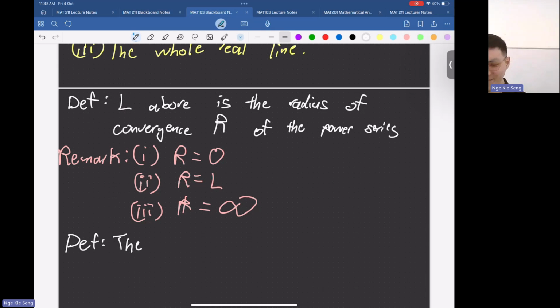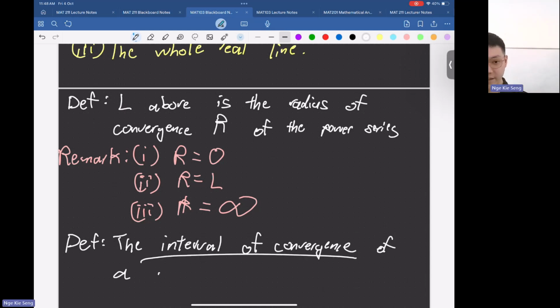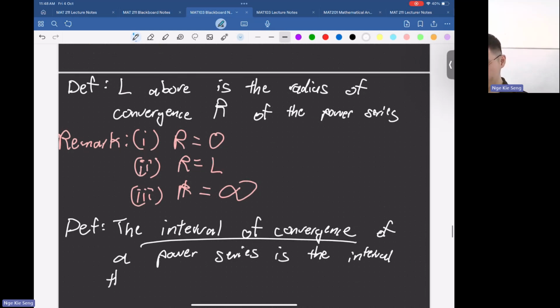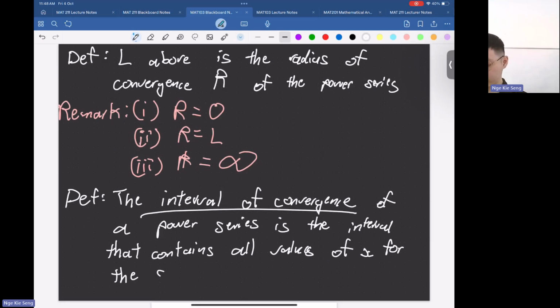Okay. So we define the interval of convergence of a power series. It is exactly the interval that contains all values of x for the series to converge.